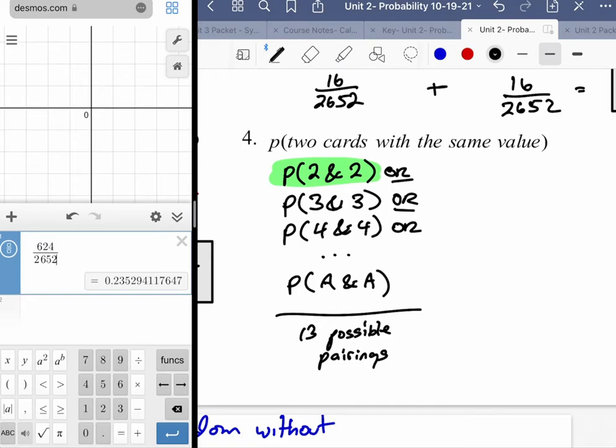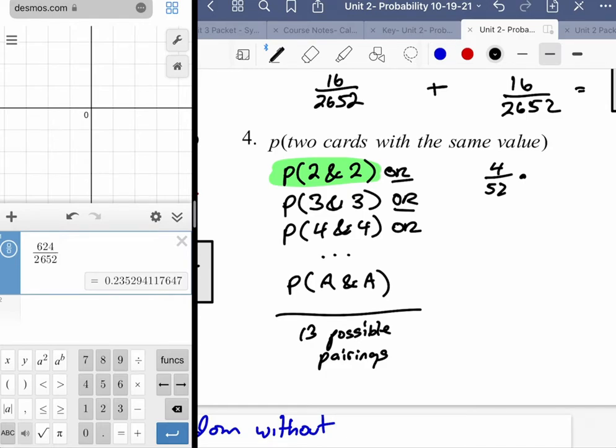All right, so 2, 3, 4, 5, 6, 7, 8, 9, 10, Jack, Queen, King, and Ace. All right, so figure out the probability of getting a 2 and a 2. There's 4 2s in the deck out of 52 overall. Select one at random. It turns out that there's a 2. You got a 2. You got lucky.